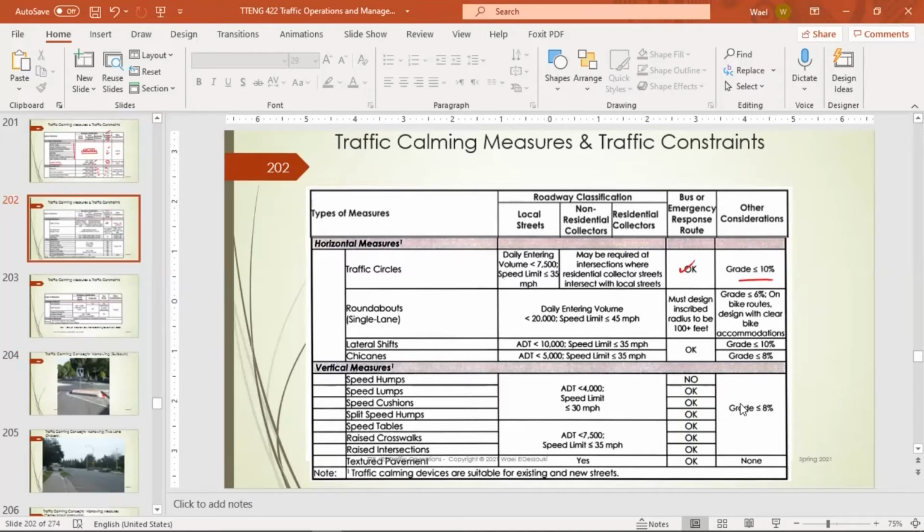Roundabouts, for daily entering volume less than 20,000. That's based on road, for all roadway classifications, less than 20,000 vehicles per hour, and the speed limit less than or equal to 45 miles per hour. 45 miles per hour is almost equal to 80, it's 72 kilometers per hour. And here you must design the inscribed radius to be 100 plus feet.